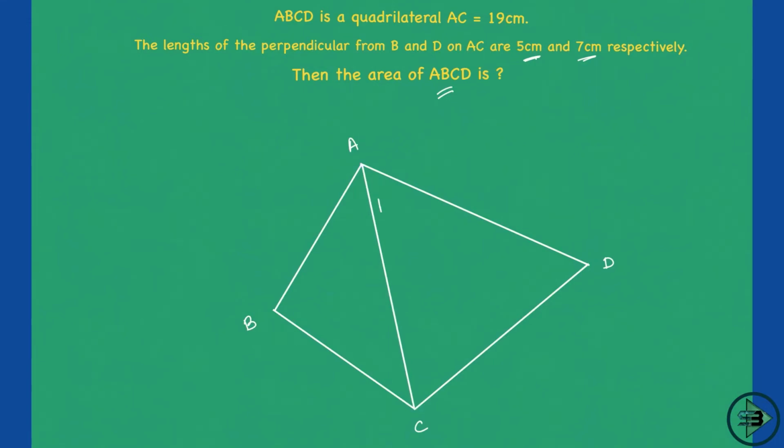This is 19 that is being given to me. And let's just put it here in the middle. It will be easier to understand. This will be 19. And the lengths of the perpendicular B and D on AC, which means what is being talked about here? This is what we are talking about here. The perpendicular which is drawn on this.